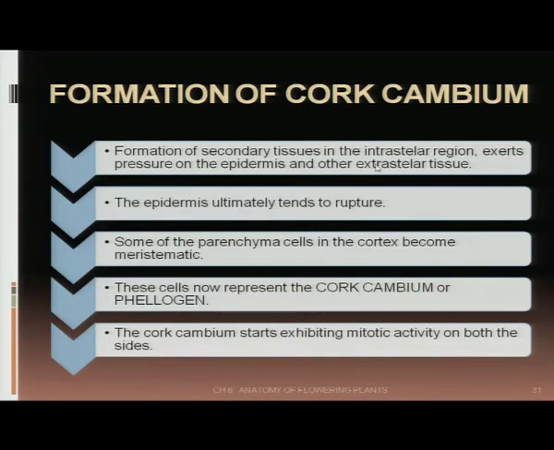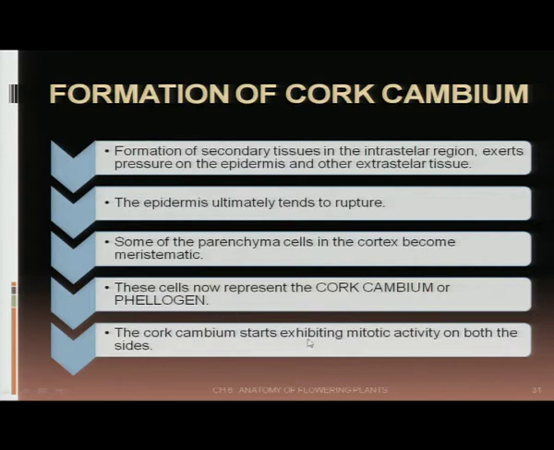Formation of secondary tissues in the intrastelar region exerts pressure on the epidermis and other extrastelar tissue. The epidermis ultimately tends to rupture. Why? Because of so much tissue that has been formed inside. Some of the parenchyma cells in the cortex now become meristematic. Again, how will the parenchyma cells become meristematic? By dedifferentiation. These cells now represent the cork cambium or the phellogen.